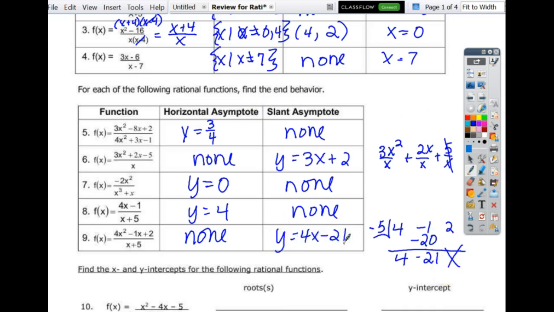So my slant asymptote, I get 4x minus 21. Okay, so thumbs up or thumbs down for that. So look at all the points we've got now.